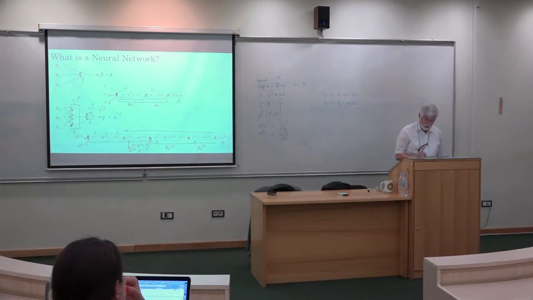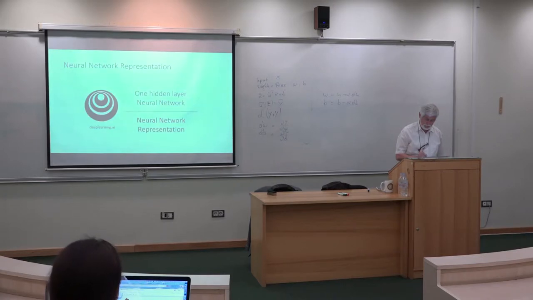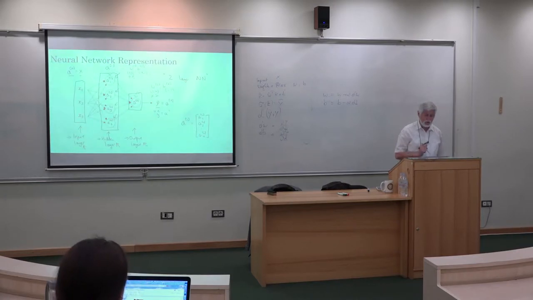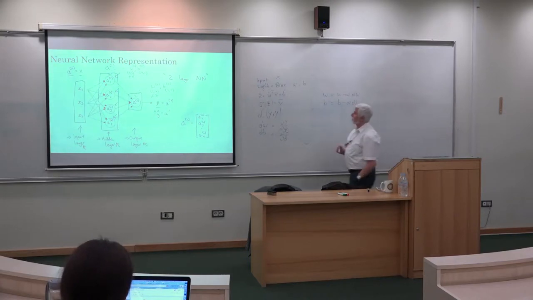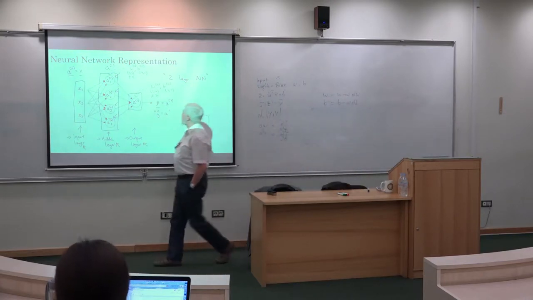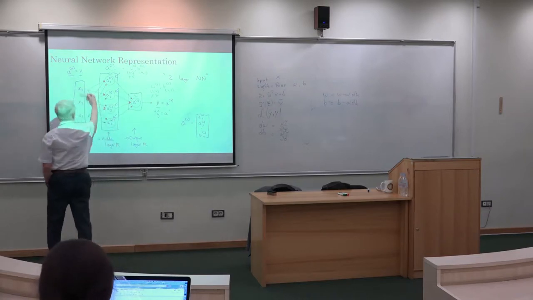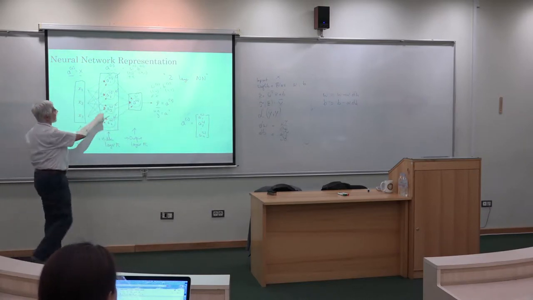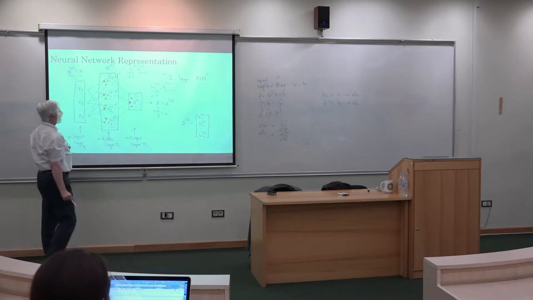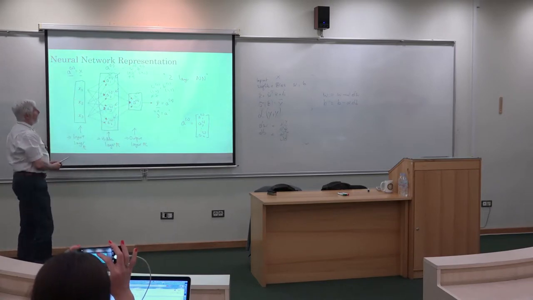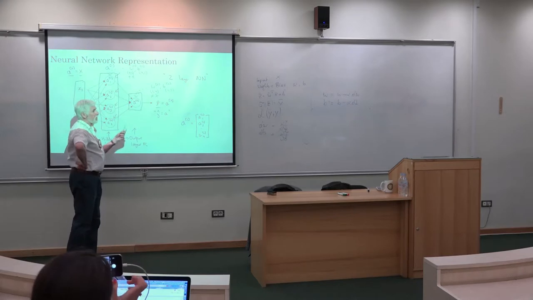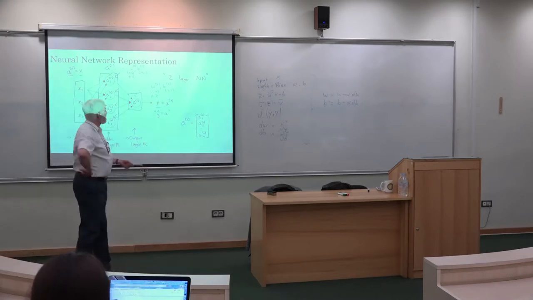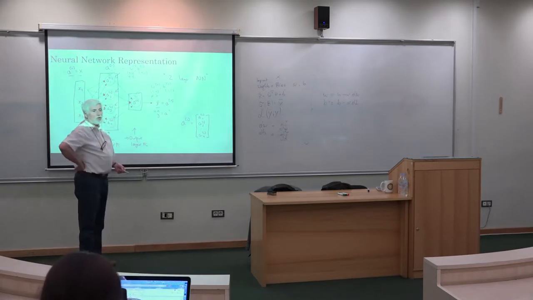So how to fix it? First of all, about the representation of a neural network. As I said already, in the neural network we have this input layer, at least one hidden layer here, and an output layer. If we have a binary classification, then we will have only one neuron here.